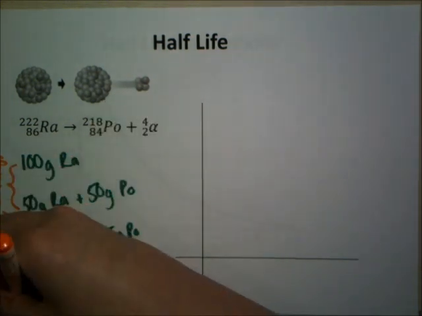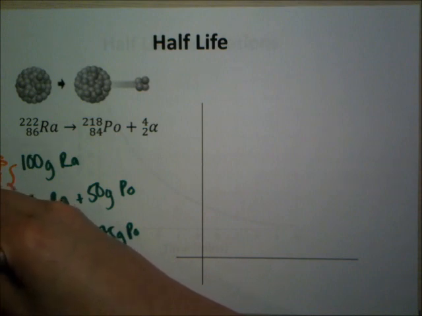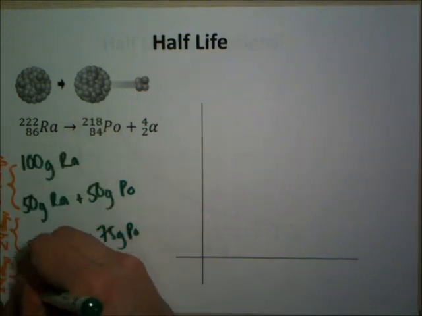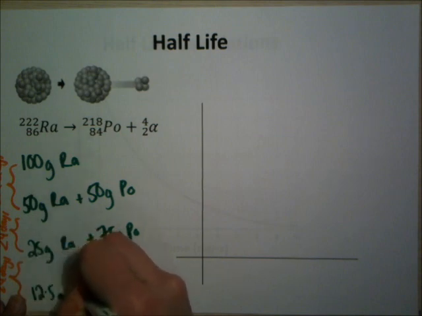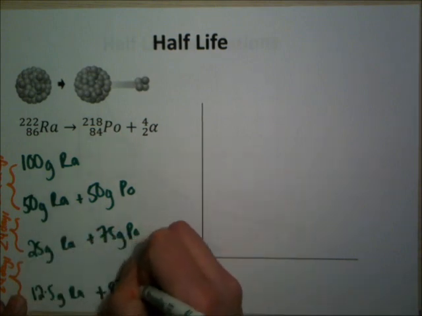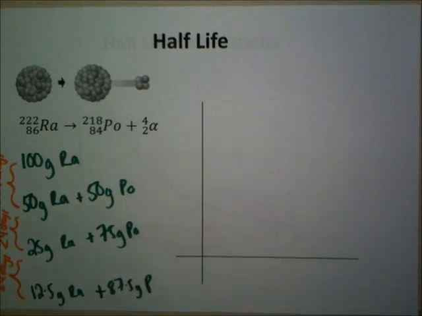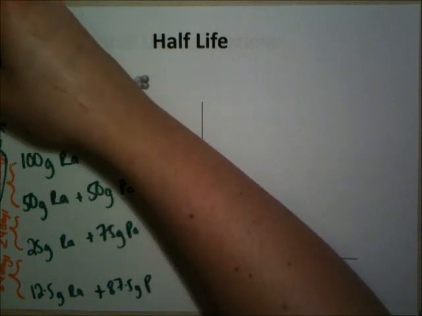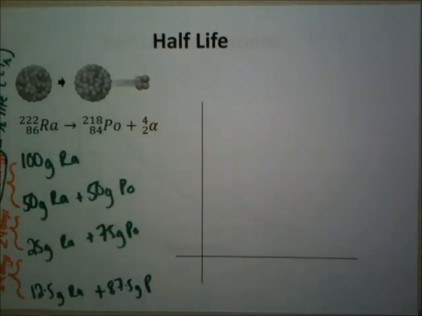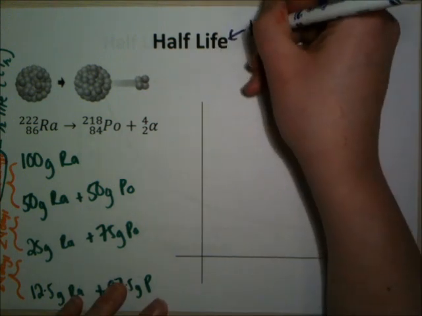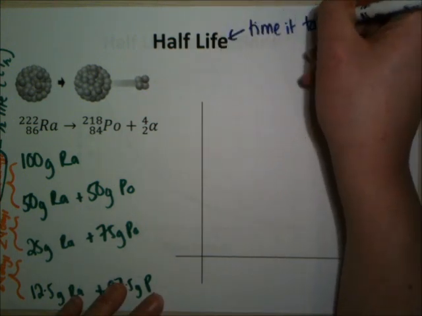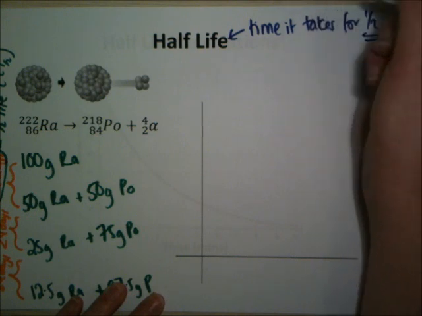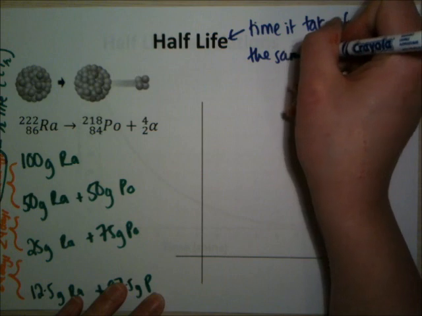You can probably see where this is going. In another 24 days, I now have 12.5 grams of radium left, and I have 87.5 grams of polonium. So every 24 days, half of that radium has decayed. And for that reason, 24 days is the half-life, or T1/2, of radium. So the half-life of something is the time it takes for half the sample to decay.